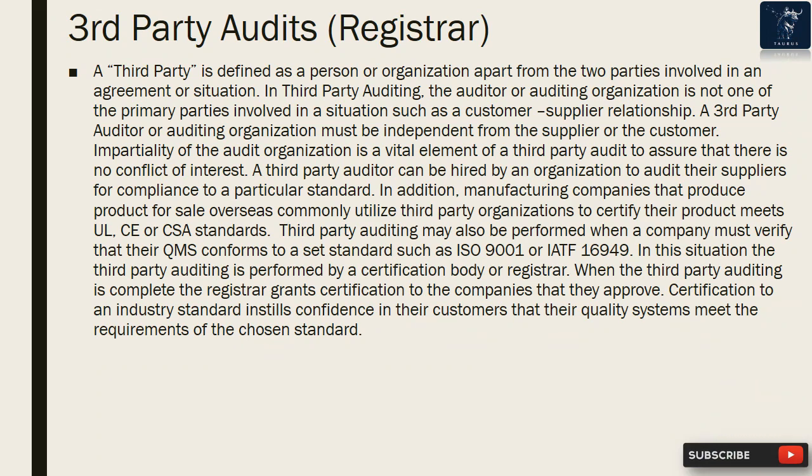Third-party auditing may also be performed when a company must verify that their QMS conforms to a set standard such as ISO 9001 or IATF 16949. In this situation, the third-party auditing is performed by a certification body or registrar. When the third-party auditing is complete, the registrar grants certification to the companies that they approve. Certification to an industry standard instills confidence in their customers that their quality systems meet the requirements of the chosen standard.